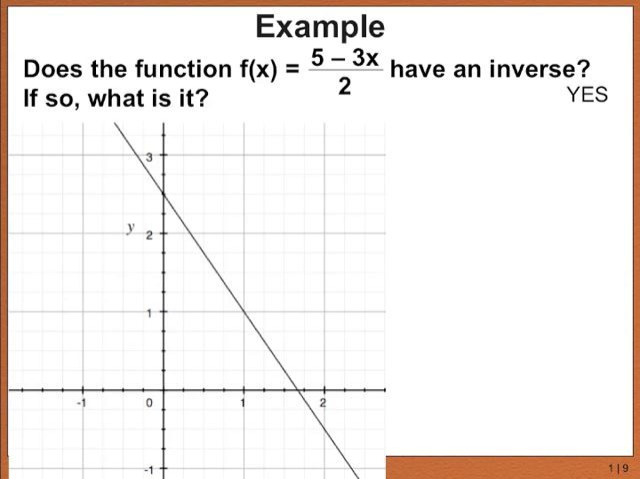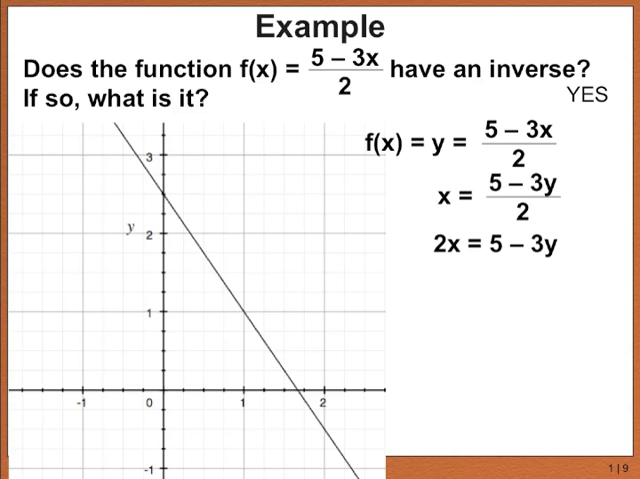If so, what is it? Now we just go through the steps. f of x equals y equals 5 minus 3x over 2. Swap x's and y's: x equals 5 minus 3y over 2. 2x equals 5 minus 3y. 2x minus 5 equals negative 3y. 2x minus 5 divided by negative 3 equals y equals f inverse x.